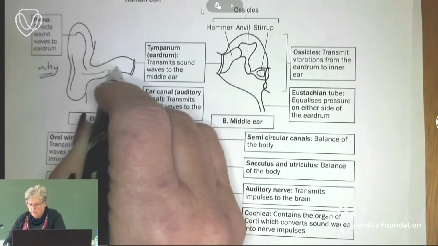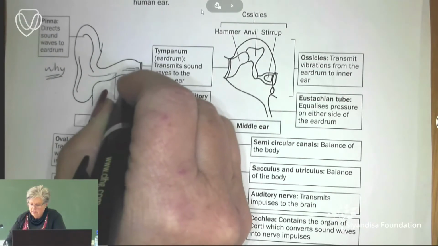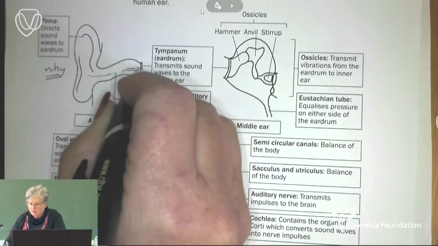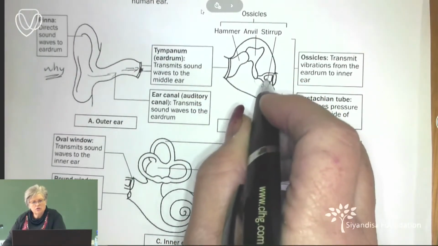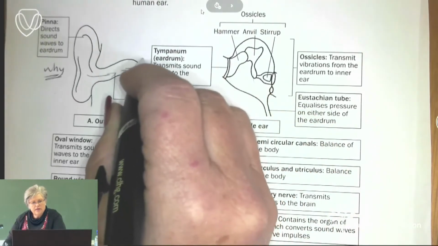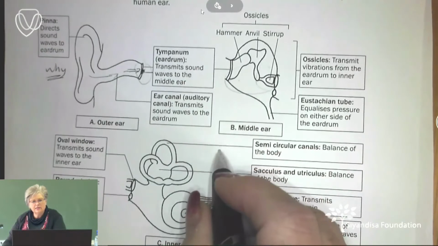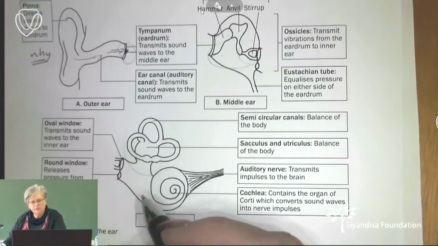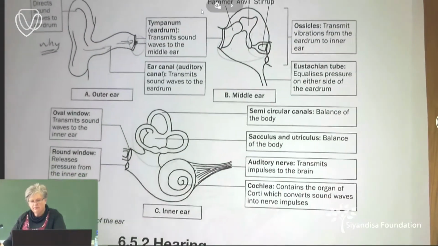When the sound waves come in here, they will vibrate against that, right? And these vibrations will be carried over to the 3 ossicles. So you must be able to explain why this structure, right? Why this structure. The moment you can do that, you will be able to answer the higher cognitive questions.